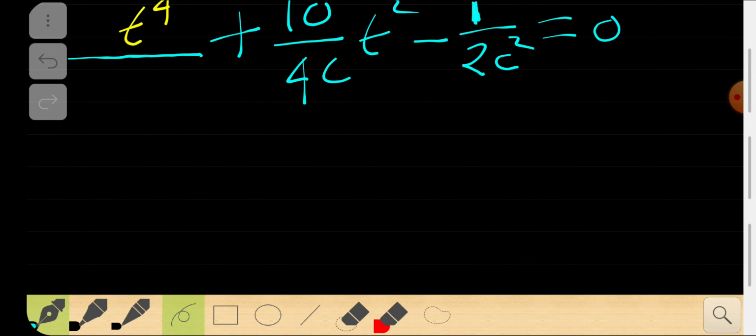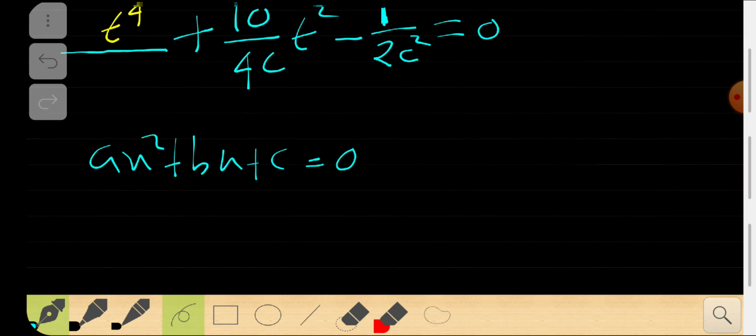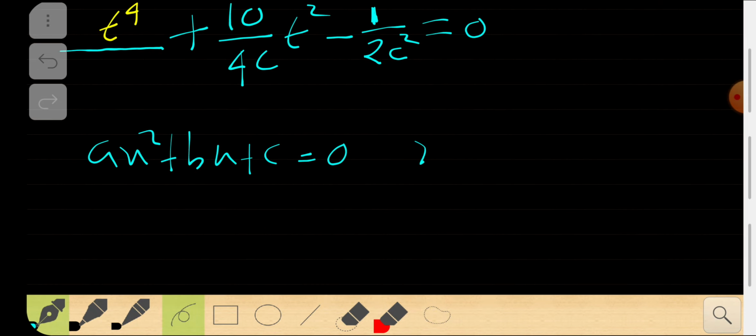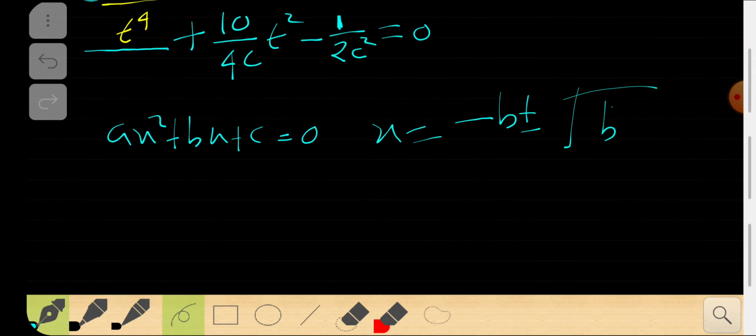Now you have learned from 8th standard, I guess, that a x square plus b x plus c is equal to 0 is a simple quadratic equation. You can solve it by x equal to minus b plus or minus square root of b square minus 4ac by 2a.